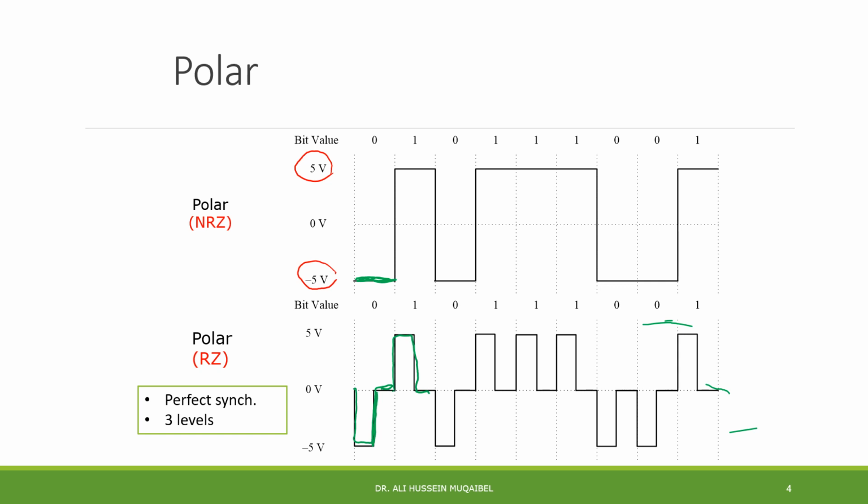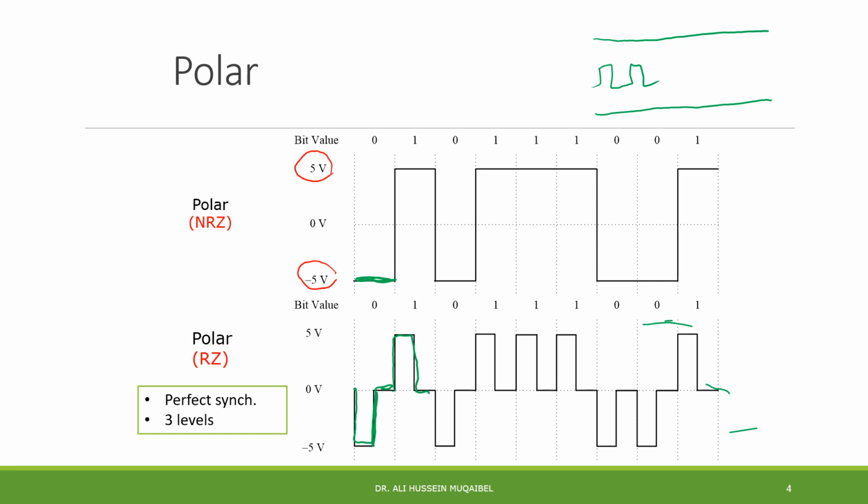So the basic disadvantage of this code, first, why did we go to polar? For the unipolar, if we have a long sequence of ones, we have solved this by going back to 0, return to 0, to avoid the long sequence. But if we have a long sequence of zeros, there is nothing to do about it. So the unipolar had a problem with long sequences of zeros, and this is why we introduced the polar case.